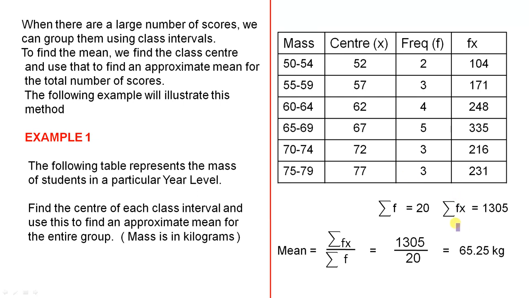The reason I say approximate is because the class center for each of those class intervals is an approximation which represents each particular class interval. It's not an exact measure, but it's an interesting and useful way of finding quite a good approximation to the mean for the whole group.